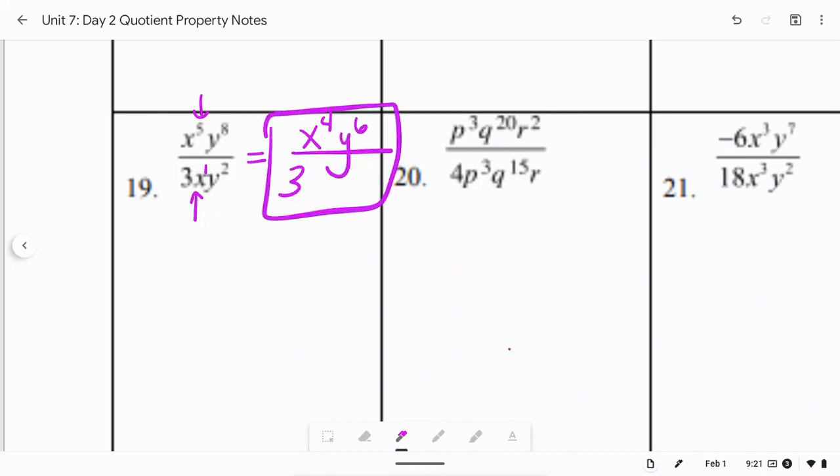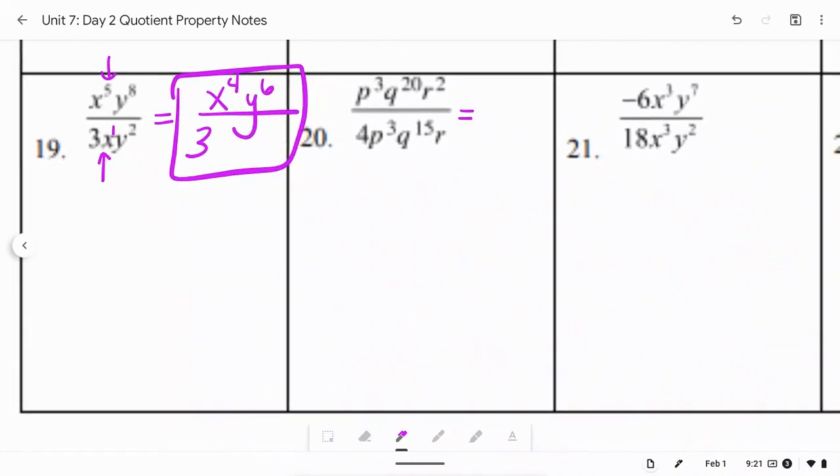Final answer. Same thing with number 20. There's only one coefficient, so we're just going to keep 4 in the denominator. The p's have the same exponent, so they get to cancel out. And then we're going to subtract the q's. 20 minus 15 gives us q to the 5th. And then subtract the r's. 2 minus 1 is r to the 1st, or you can just write r. So final answer, q to the 5th, r over 4.